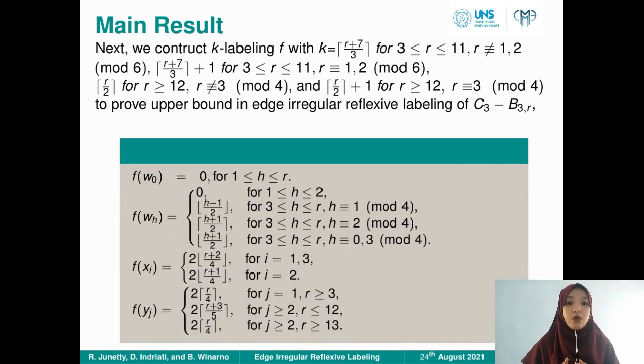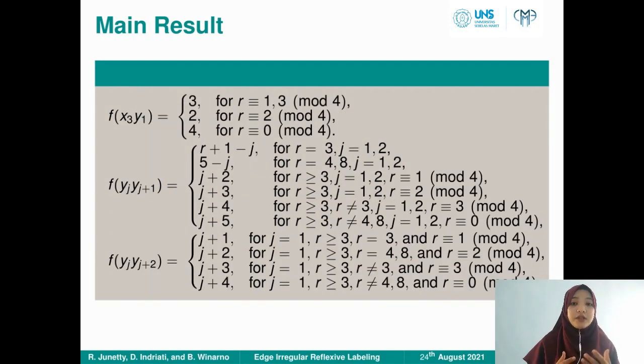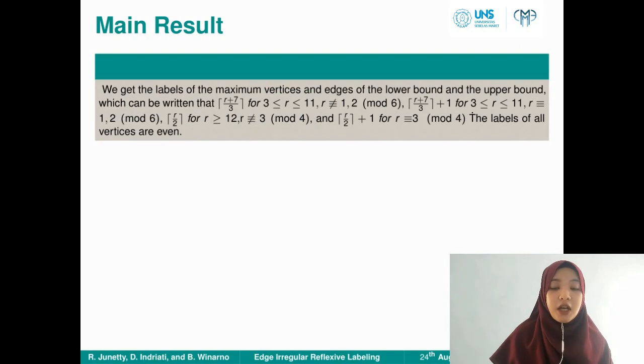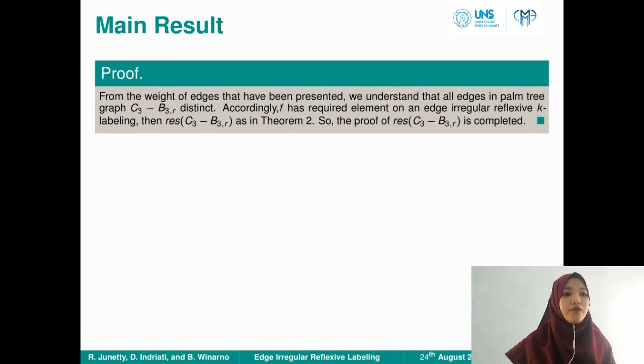Okay, in this slide you can see the formula of the label of vertices and label of edges of the column 3 graph C3b3r. We get the label of maximum vertices and maximum of edges of the lower bound, and the labels of all vertices are even, and you can see the formula of the weight of each edge like this on a slide. So the proof of rest C3b3r is completed.